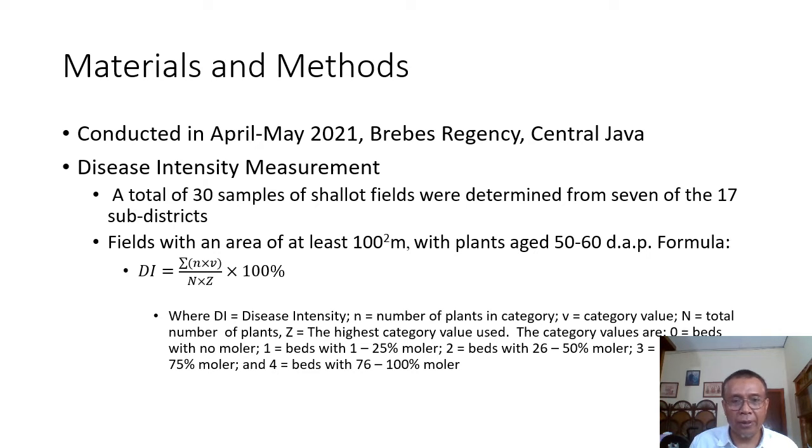In this research, we used purposive sampling. We selected 30 fields having criteria of at least 100 square meters with plants aged 50 to 60 days after planting. From each field, we sampled randomly 10 shallot beds. Then we measured the disease intensity with the following formula.